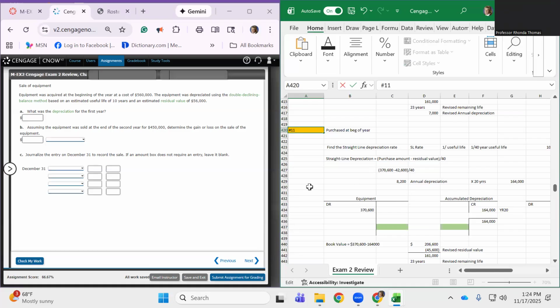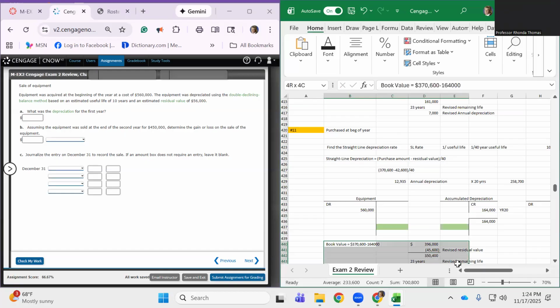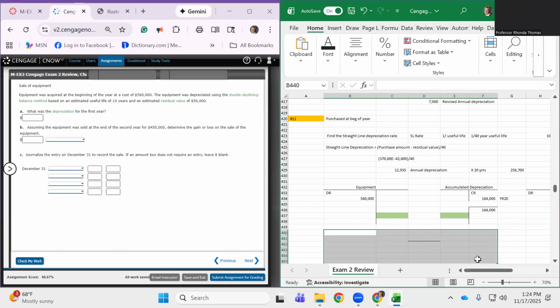Okay, so all right, the equipment was acquired at the beginning of the year. So there's one thing we need to make sure we know. The cost was 560,000. Very good. Let me get rid of this other stuff here. That doesn't help us in this one. So this is called the sale of a piece of equipment.